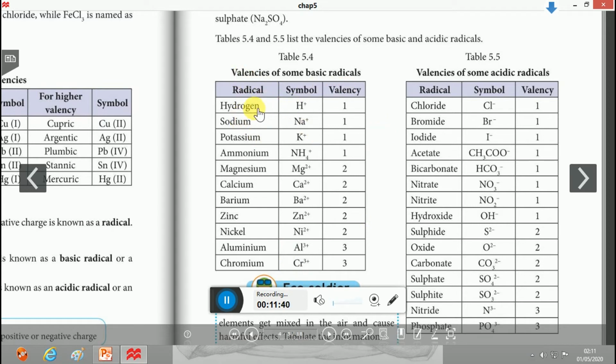Valencies of some basic radicals: hydrogen, symbol H plus, valency 1; sodium; potassium, K plus; ammonium; magnesium; calcium; barium; zinc, Zn plus 2; nickel; aluminium; chromium. These are the basic radicals because they contain a positive charge.